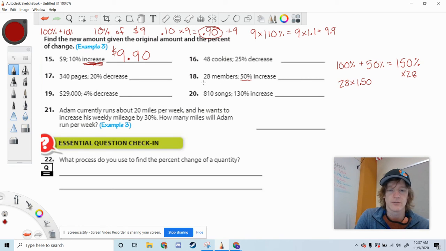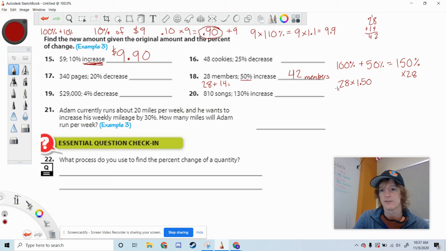We can also say, well, we're starting with 28, and then we're adding half of 28, 50% of 28. That's 14. So 28 plus 14 is, well, let's write it out, because we don't want to make a mistake. 28 plus 14 is 42. So we get 42 members.